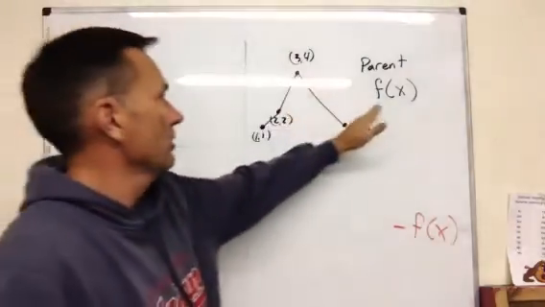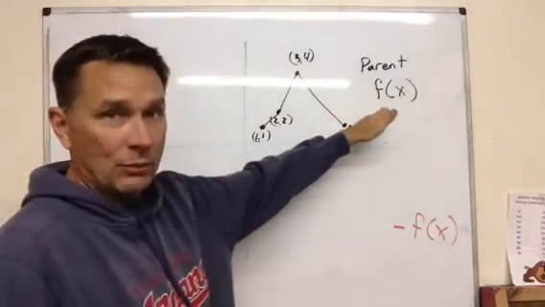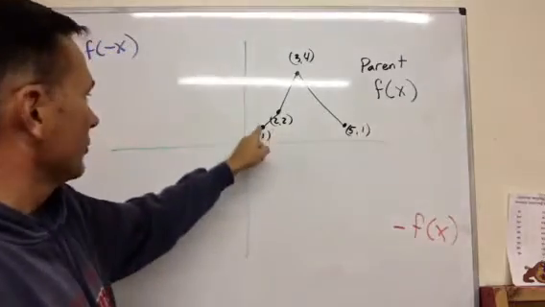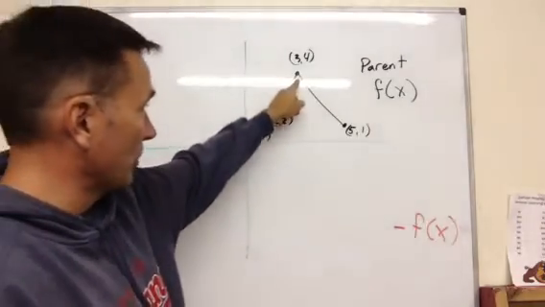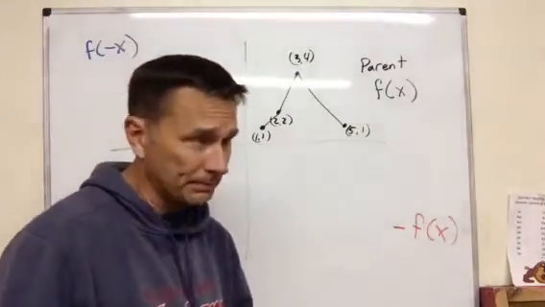So here's a function. We're going to call it our parent function. We're going to have this one in black. F of x. That's what we've been using. Now, it's going across (1, 1), (2, 2), up to (3, 4), and down to (5, 1). This is what our graph looks like.